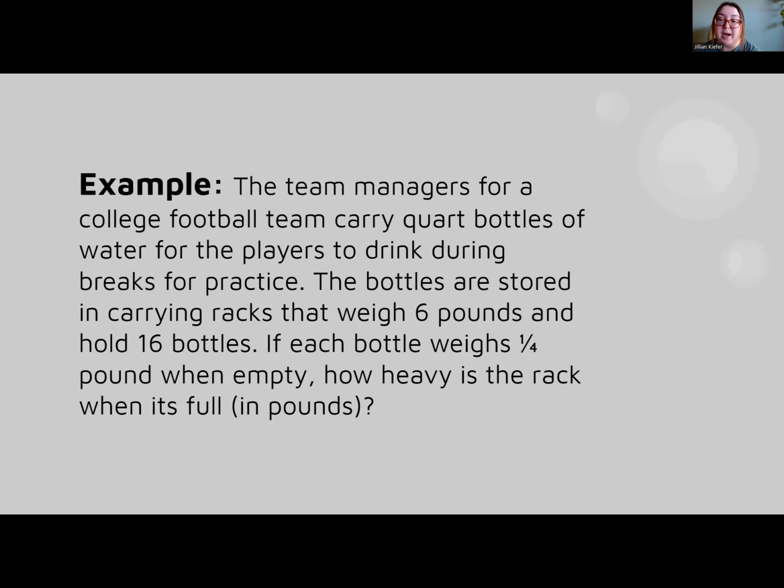We need to convert that into pounds so we can take that in addition to the racks, in addition to the weight of the bottles by themselves. So let's go ahead and do this together.